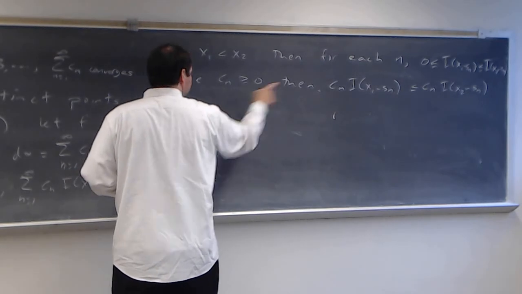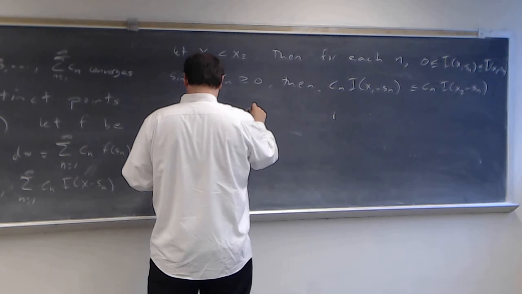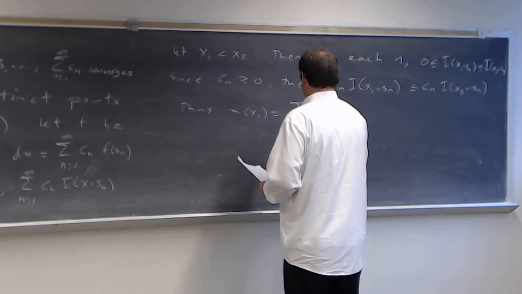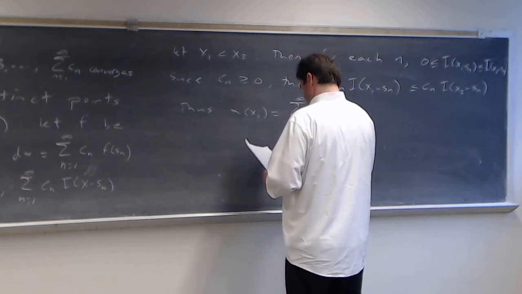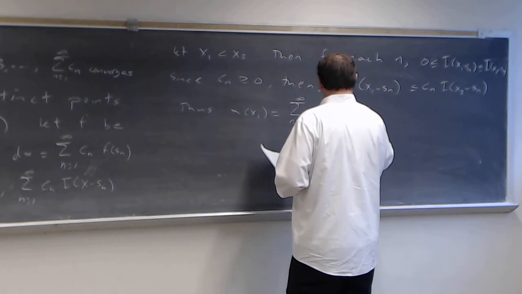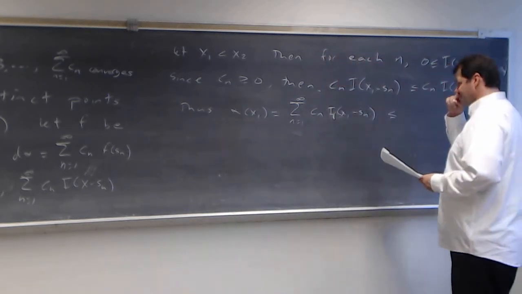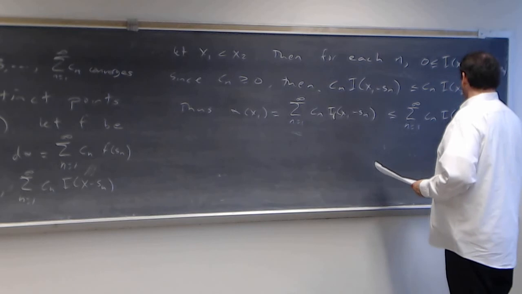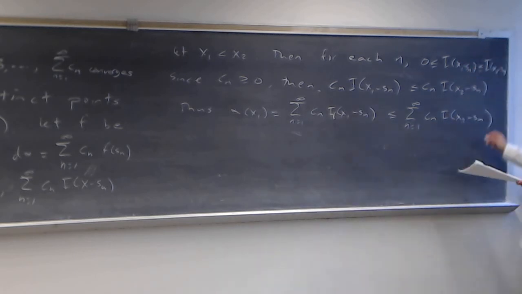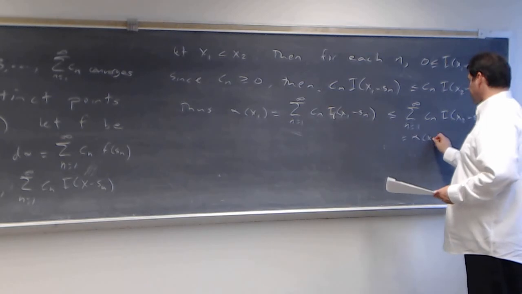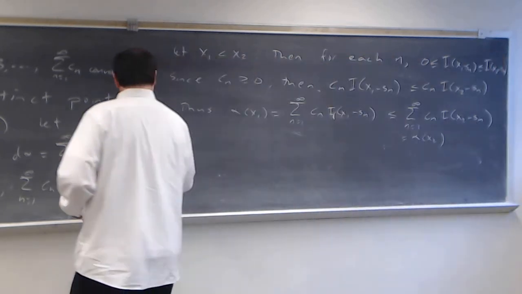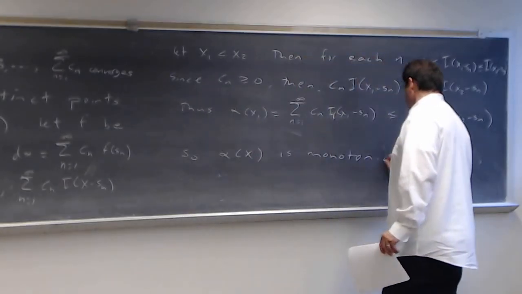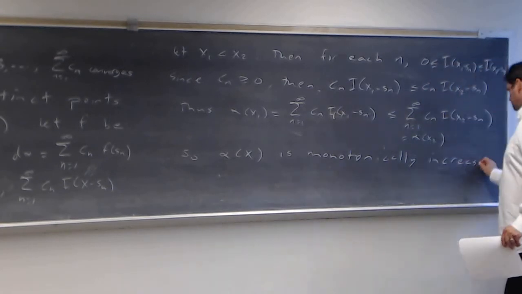This is the definition of alpha of x sub 1, which equals, well, the definition involves the sum. The sum as n runs from 1 to infinity of c sub n I of x sub 1 minus s sub n is going to be less than or equal to the sum as n runs from 1 to infinity of c sub n times I of x sub 2 minus s sub n. And that's equal to alpha of x sub 2. So that tells us that alpha of x is monotonically increasing. Wonderful.